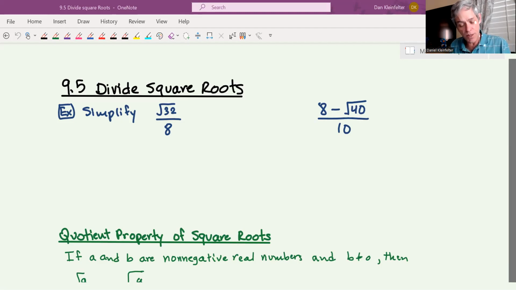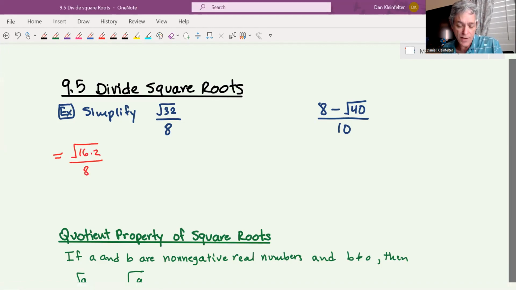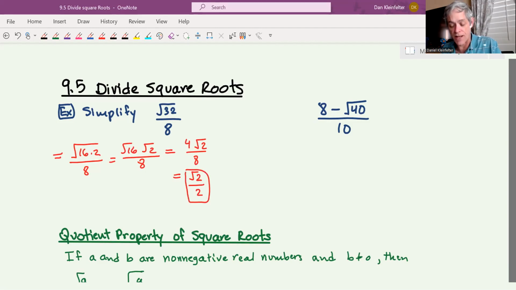So we have the square root of 32 divided by 8. 32, we will factor that as 16 times 2, and still that's divided by 8. The square root of 16 times the square root of 2, that's divided by 8. The square root of 16 here is 4. So we'll have 4 square roots of 2 divided by 8. There, the common factor of 4 is divided out, and that leaves the square root of 2 over 2. And that's the end of that.